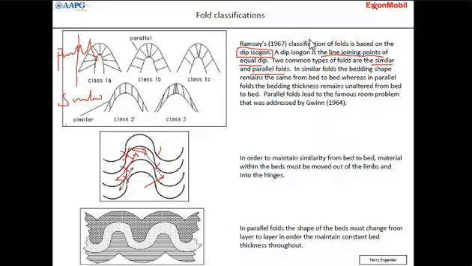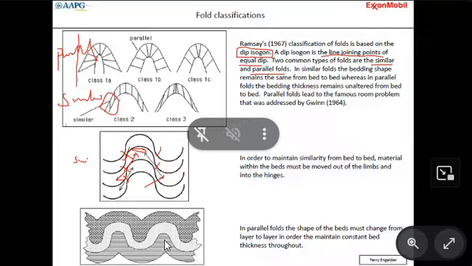Similar fold. And look at this orientation here. These lines are joining places on the bed where you have equal dip. Can you see how this area is thin? And that is because you have to move materials from here to here, to maintain similarity of the shape of the bed. Do you get that?